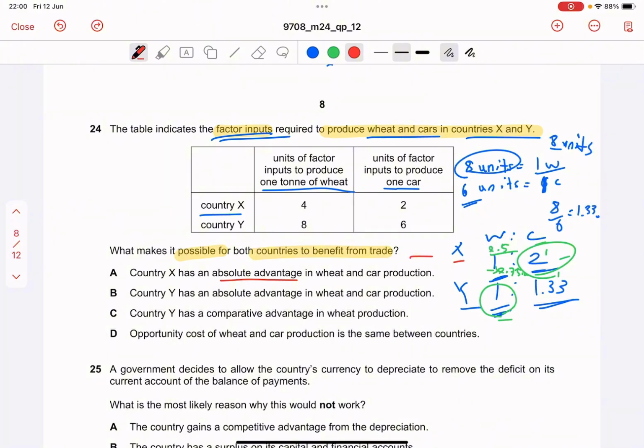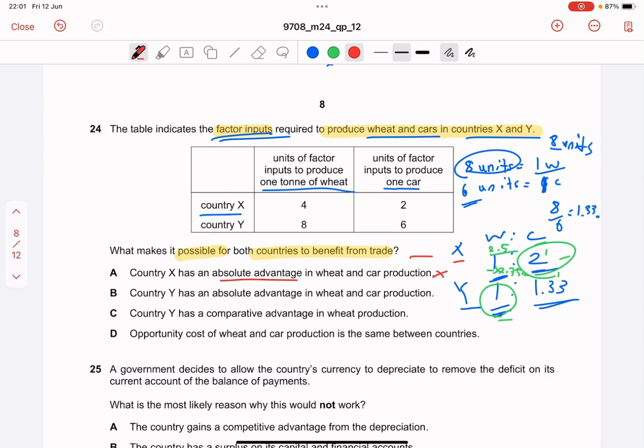I forgot to mention that comparative advantage is where, for a given set of resources, a country can produce a good with a lower opportunity cost than another country. So anyway, country X does not have an absolute advantage, although it may have an absolute advantage in cars because 2 is greater than 1.3. It does not have an absolute advantage in wheat, so that is not correct, so we'll cross that off.